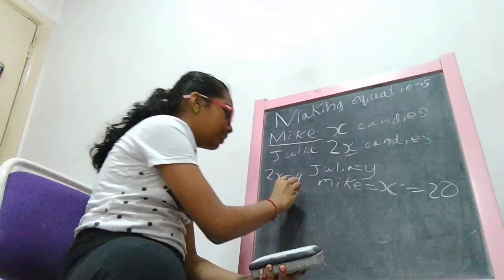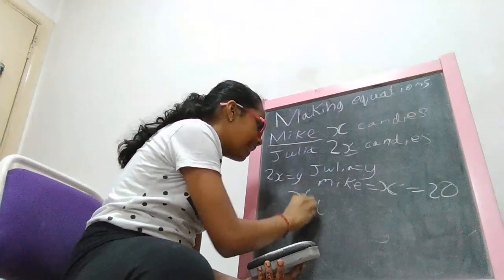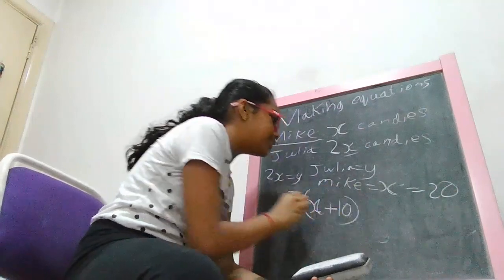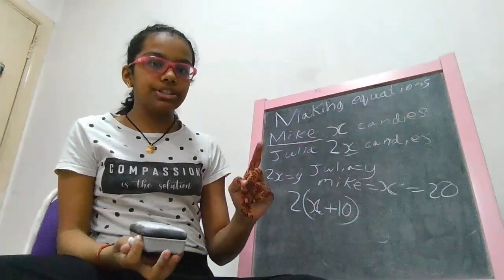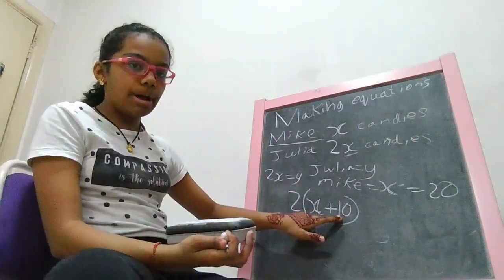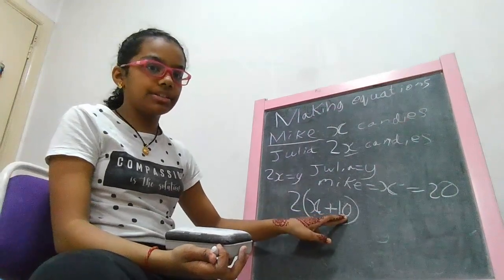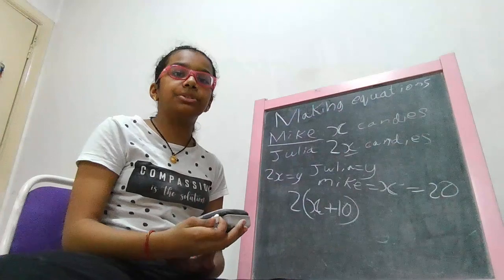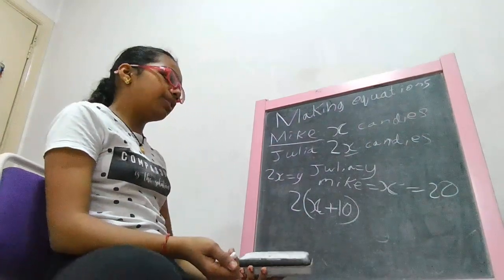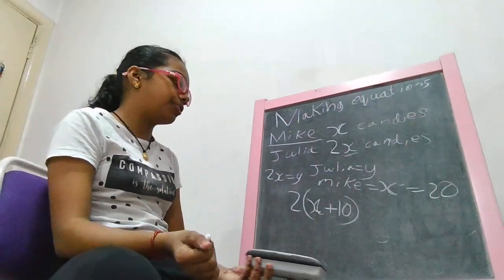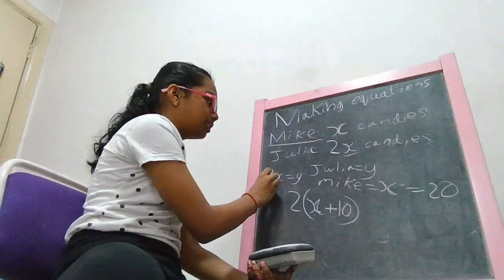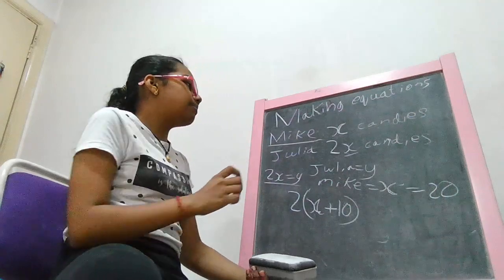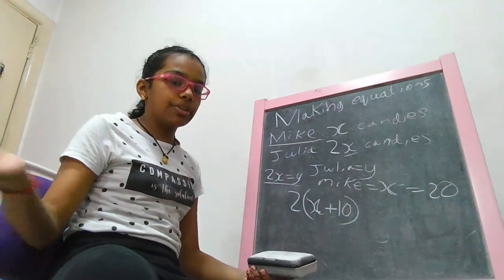So what does that mean? 2x plus 10. Why are we putting this in brackets? Because first, Mike got 10 candies, right? But Julia still has double of him. Still, somehow she still has double of him. She also got candies from her neighbors and her friends. So Julia still has double. Okay? Now, let's say that Mike got 10 more candies from his friend.